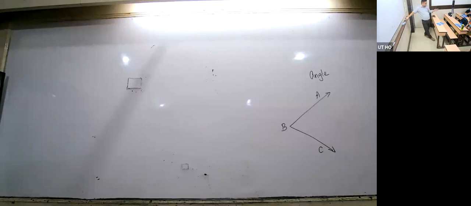Those who don't know, open the book and write it down in your book. Okay, all of you know how to draw it? Yes. Okay, another angle, right angle. What do you mean by right angle? Making an angle of 90 degrees.